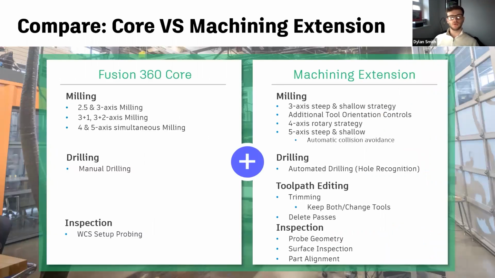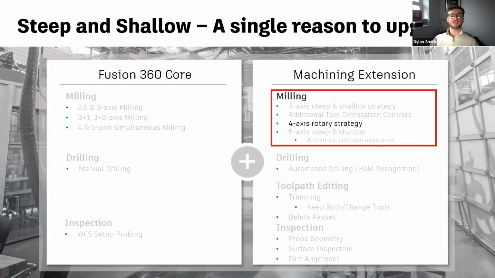So this is what the core versus machining extension offering looks like. Fusion 360 Core, we have a lot of basic tools which can fulfill a lot of simple and basic needs, but the machining extension really has the more advanced upper level capabilities which unlock the potential to machine more complex, more 3D form components. More specifically today, as you'll hopefully know, we'll be focusing on 4-axis rotary and why that alone is a reason to upgrade to the machining extension.